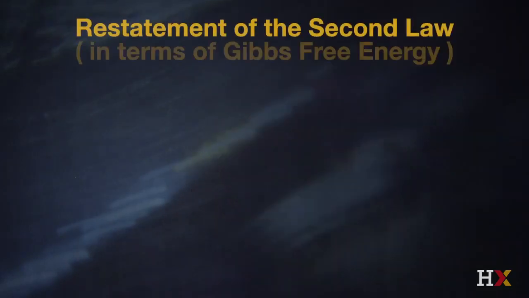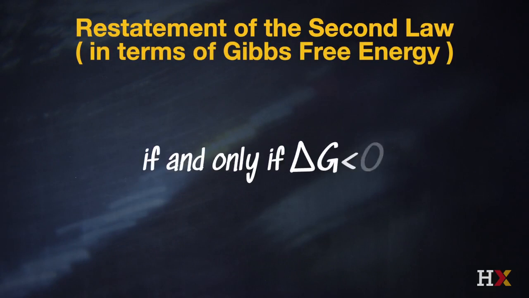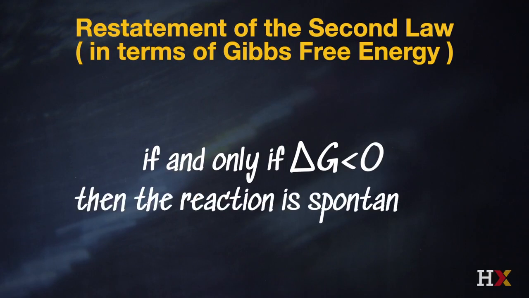So we've made a huge step forward now. We have drawn out of the simple statement of the second law of thermodynamics not just another thermodynamic variable, but the most important thermodynamic variable, Gibbs free energy. And we've related it to spontaneous change. So let's look quickly at a restatement of the second law in terms of our new variable Gibbs free energy. If, and only if, delta G is less than 0, then the reaction is spontaneous.